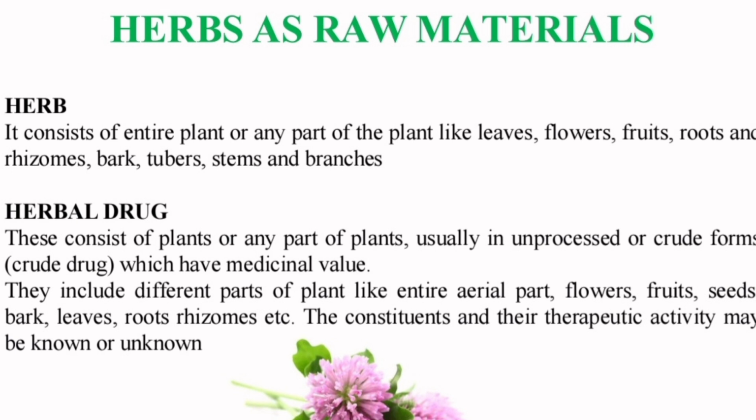They include different parts of a plant like entire aerial part, flowers, fruits, seeds, bark, leaves, roots, rhizomes, etc. The constituents and their therapeutic activity may be known or unknown. So we are going to use the specific part of a plant, but the constituents and their therapeutic activity will not be known to the patient.